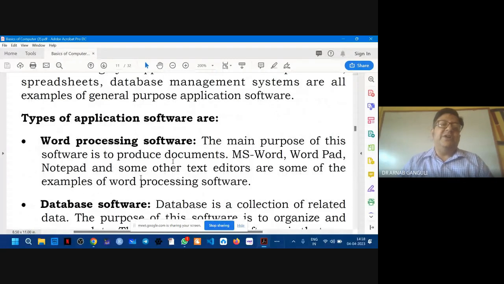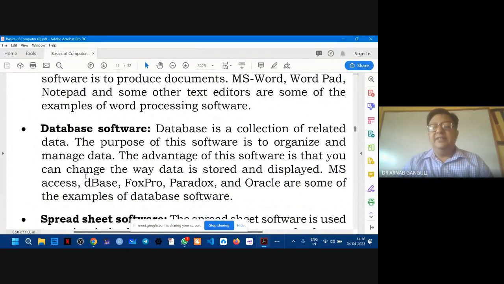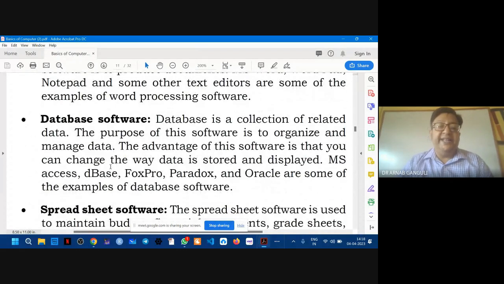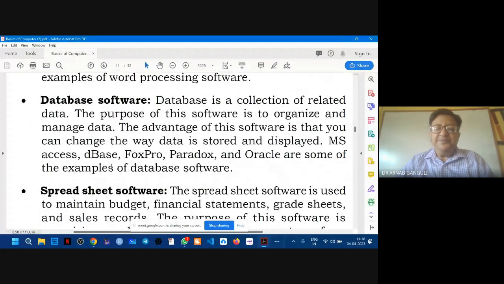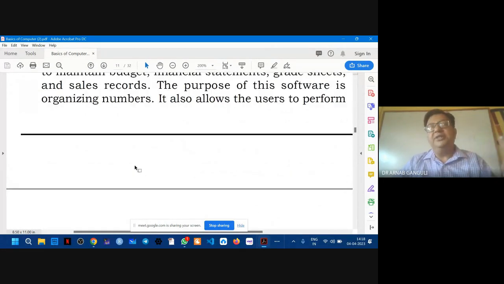So application software, you know, word processing software, database software, Oracle, like I use Oracle. FoxPro. You have spreadsheet software. I use LibreOffice Calc. Many people use Excel. Depends upon your personal taste. I normally use Linux more for my purpose. For my research purpose, I use Linux. Windows is just for like that. I have a laptop with Windows for that reason.